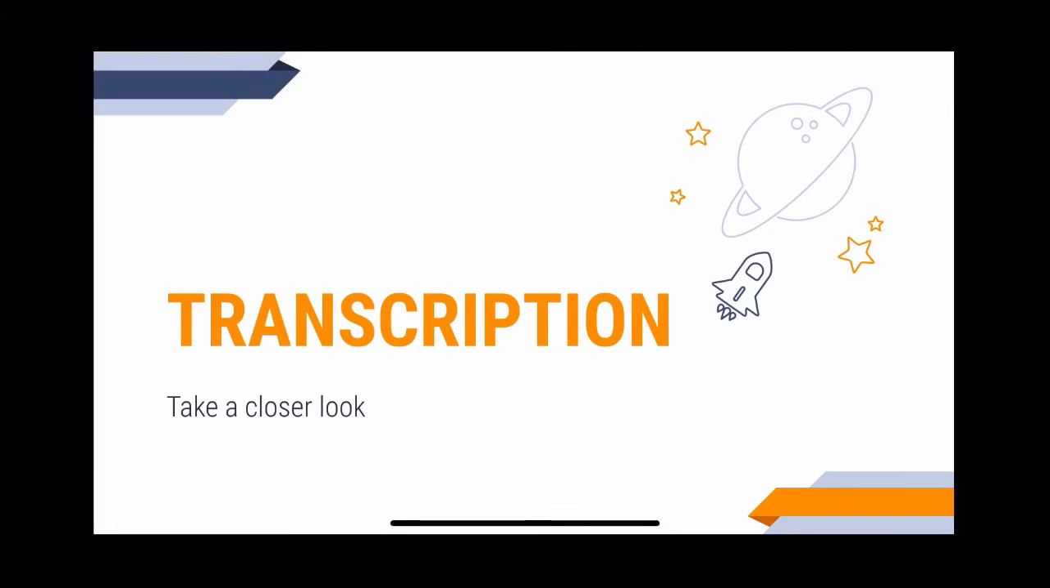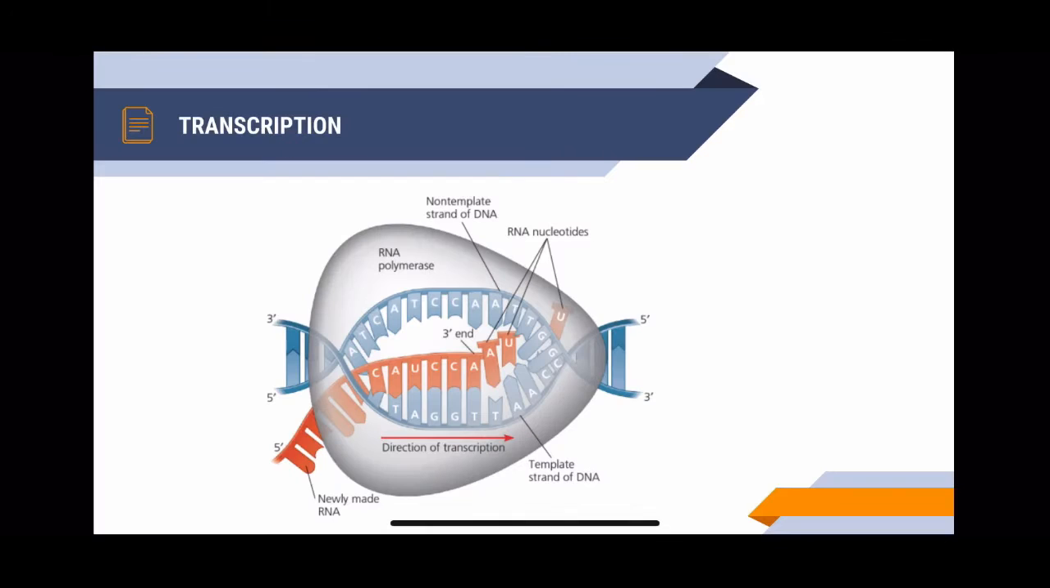Let's take a closer look at transcription. Messenger RNA is transcribed from the template strand of a gene. RNA polymerase is responsible for separating the two DNA strands and joining together RNA nucleotides complementary to the DNA template strand, elongating the RNA. Keep in mind RNA polymerases only function in a 5' to 3' direction, adding on to its 3' end.